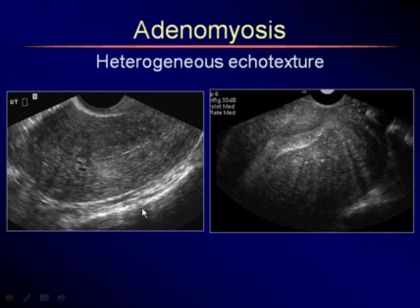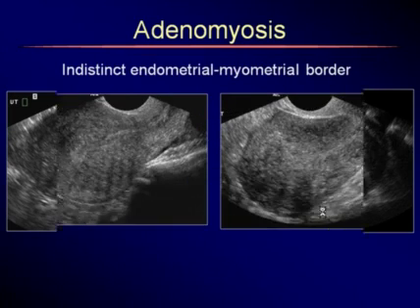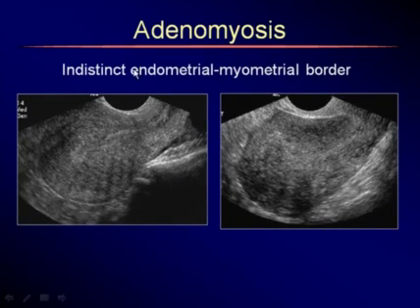The echo texture of the myometrium is no longer homogeneous, but becomes more coarse. Here's another one that's globular, posterior wall is thick, but also notice this heterogeneity in the wall. The endometrial myometrial border may become indistinct to the point where you don't know where to measure it.